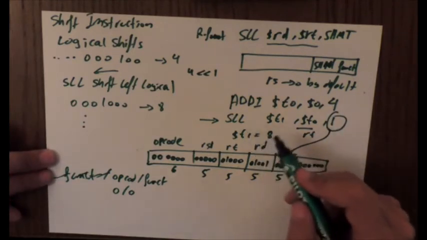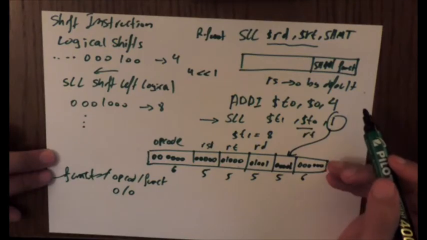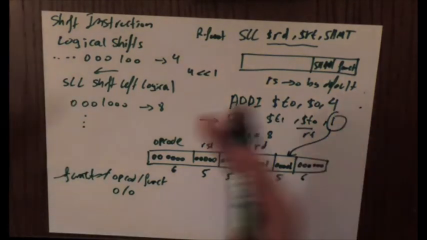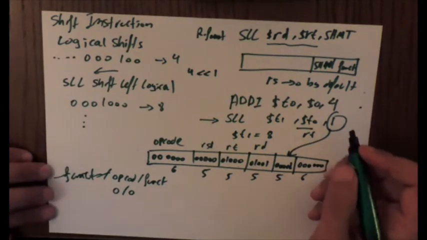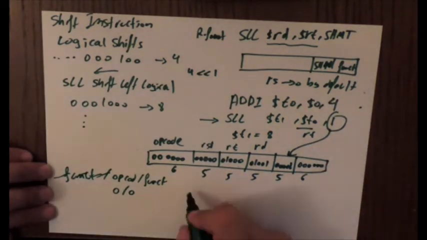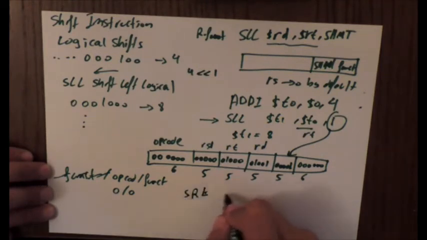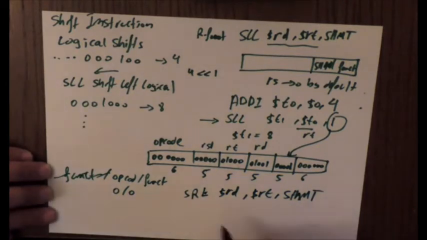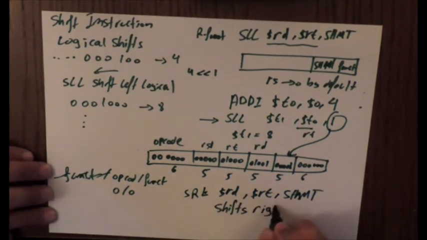Okay, so shift left logical is just shifting in zeros and moving all the bits to the left. Of course, we have another instruction which is called shift right logical, and so the same thing takes the RD, the RT, and the shamt. And of course, instead of shifting left, it shifts right.